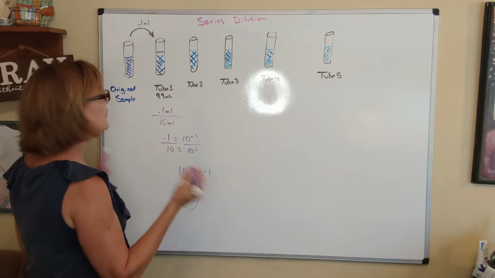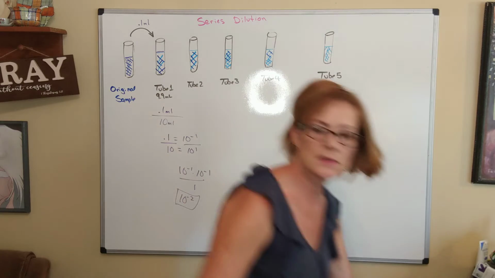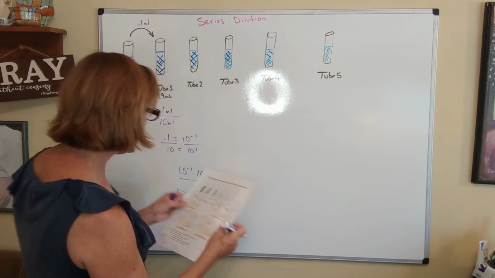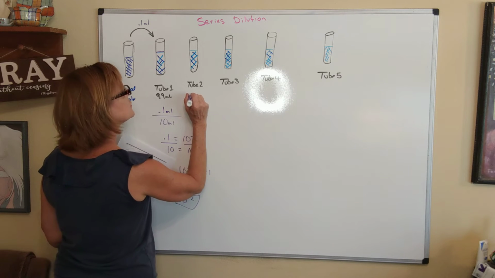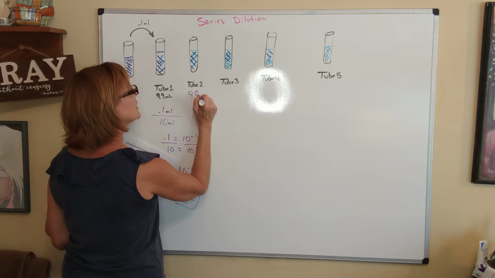The next one I'll do a little faster, but it's the same thing. So here is the deal. What we're going to do, each one of these test tubes, well no, these two, tube 1 and tube 2, have 9.9 milliliters of diluent.